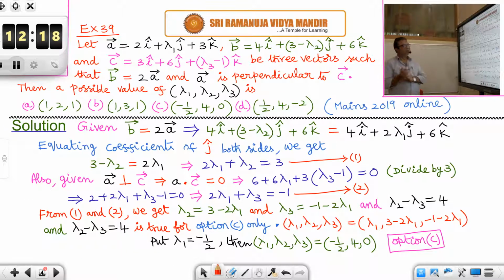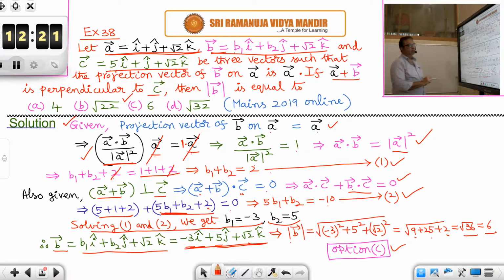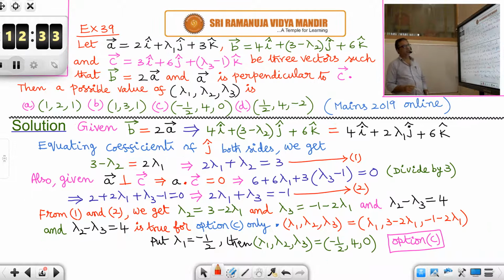Example number 39. The previous example is given in Mains 2019 online paper. Okay, let us see the next example 39. This is also Mains 2019 online paper.